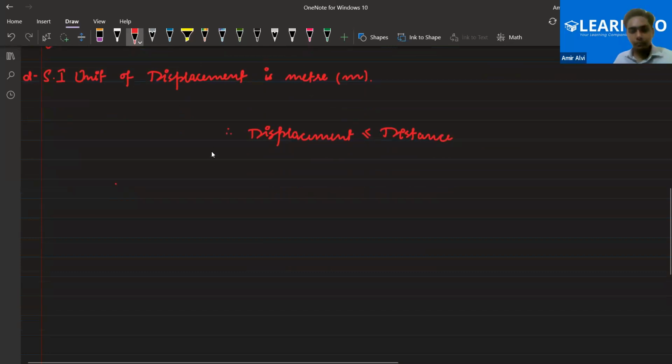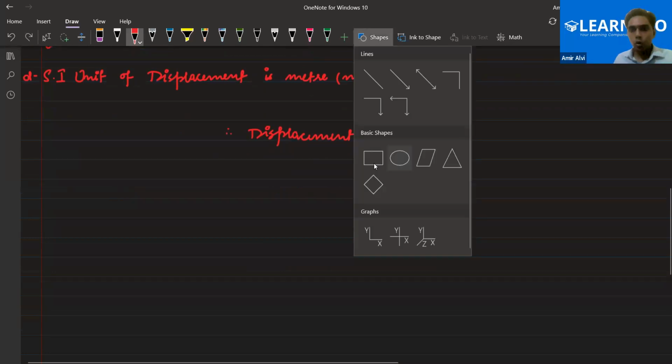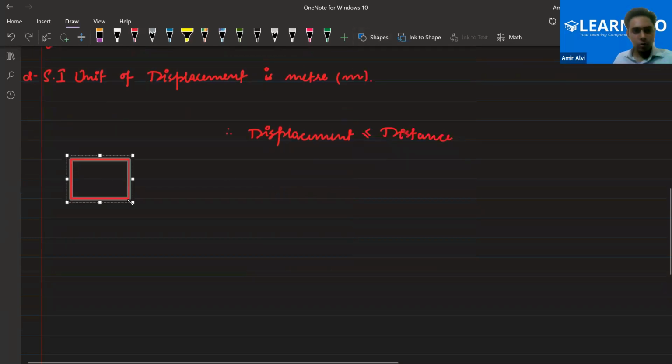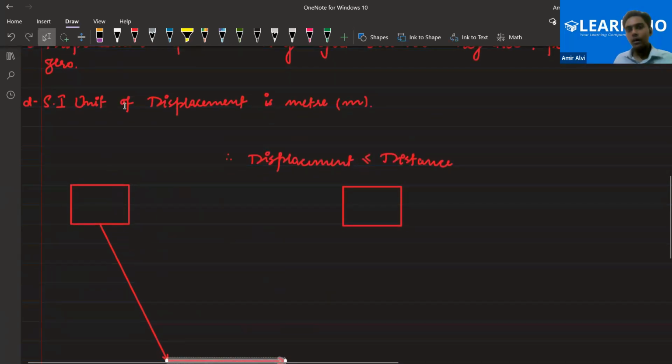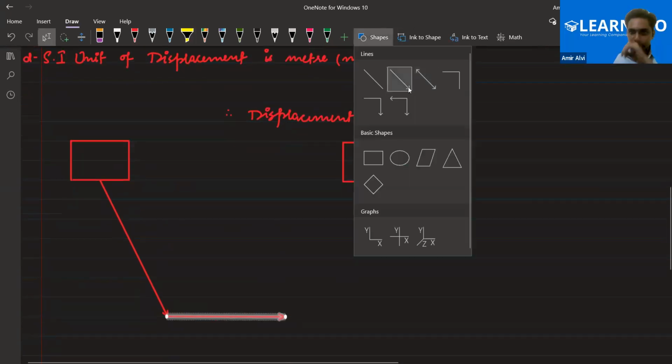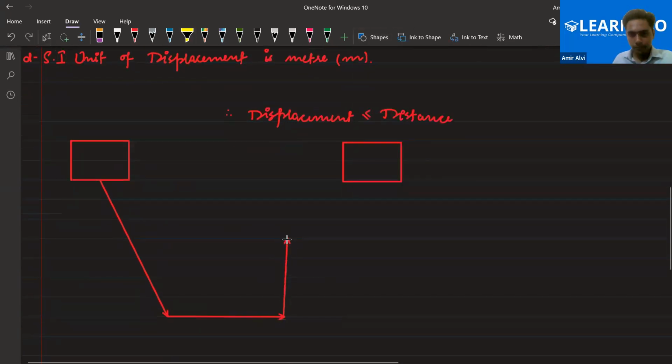Sir, one more thing. I couldn't write the SI unit of distance. Can you tell what the SI unit of distance is? Distance is meter. Just replace displacement by distance. It will be meter only. Okay. Thank you, sir.